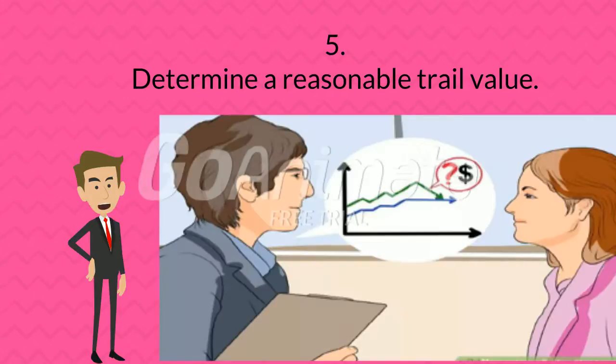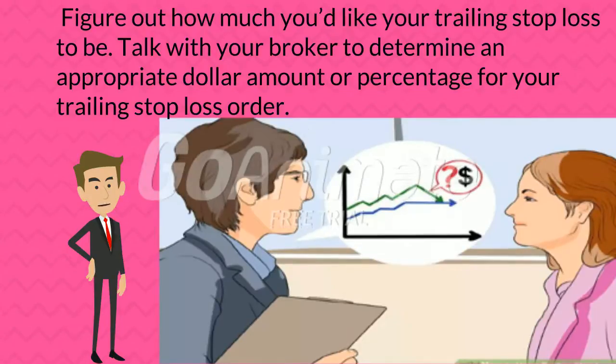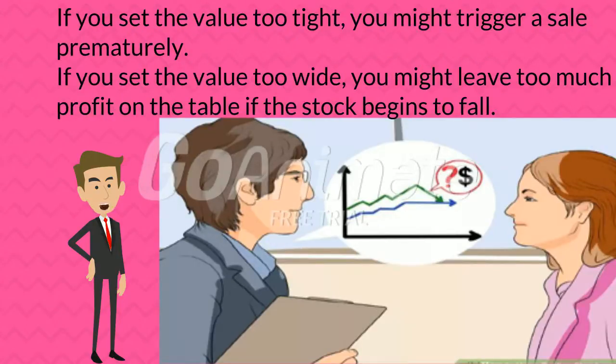5. Determine a reasonable trail value. Figure out how much you'd like your trailing stop-loss to be. Talk with your broker to determine an appropriate dollar amount or percentage for your trailing stop-loss order. If you set the value too tight, you might trigger a sale prematurely. If you set the value too wide, you might leave too much profit on the table if the stock begins to fall.